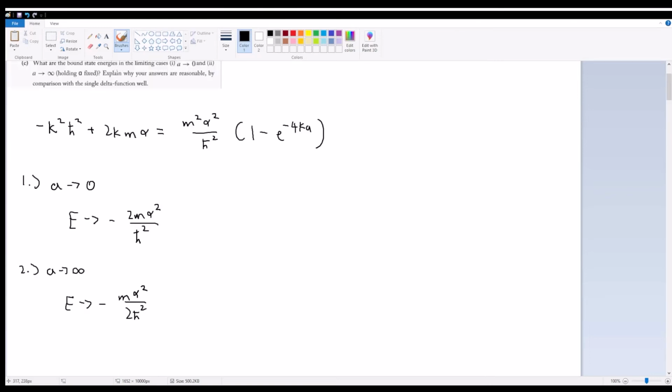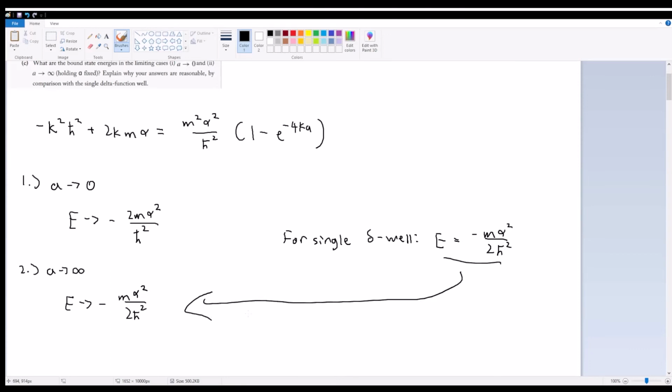Okay, finally, we're asked to explain why our answers are reasonable by comparing with the single delta function well. So in the single delta function well case, for a single delta well, we have that the energy is just equal to negative m alpha squared over 2 h bar squared. So this, if you look at it, is exactly equal to the a goes to infinity case, and it's smaller by a factor of 4 compared to the a goes to 0 case.